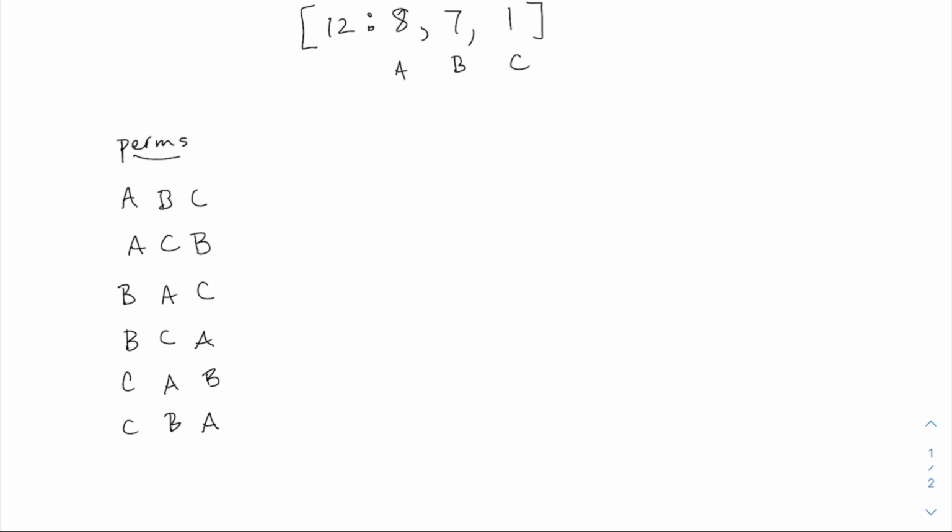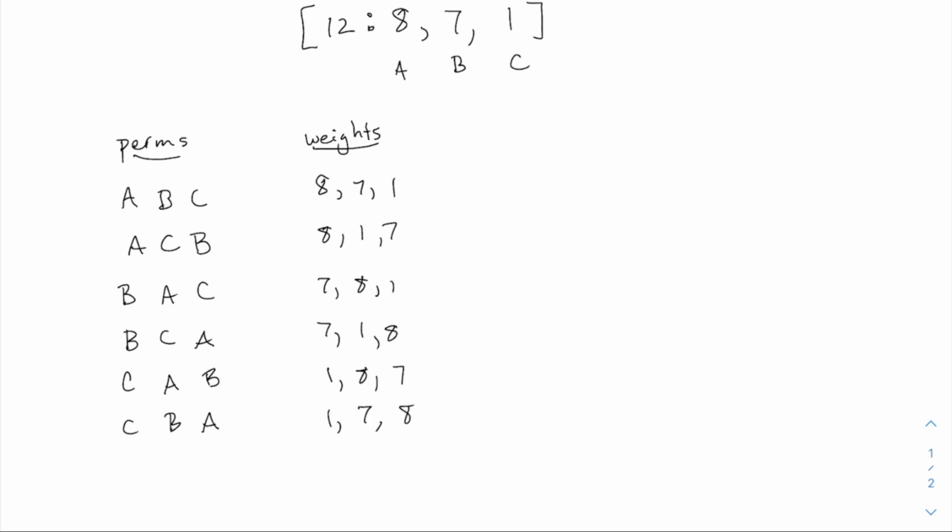All right. And then I'm going to make another column, which is the weights in those particular orders. So the weight of A is 8, the weight of B is 7, and the weight of C is 1. So the weights for the first permutation would be 8, 7, 1. I'm just writing them in that order. This one is 8, 1, 7. This one is 7, 8, 1. This one is 7, 1, 8. CAB is 1, 8, 7, and CBA is 1, 7, 8. Right? This is not hard, really. It's just you have to think a little bit carefully.